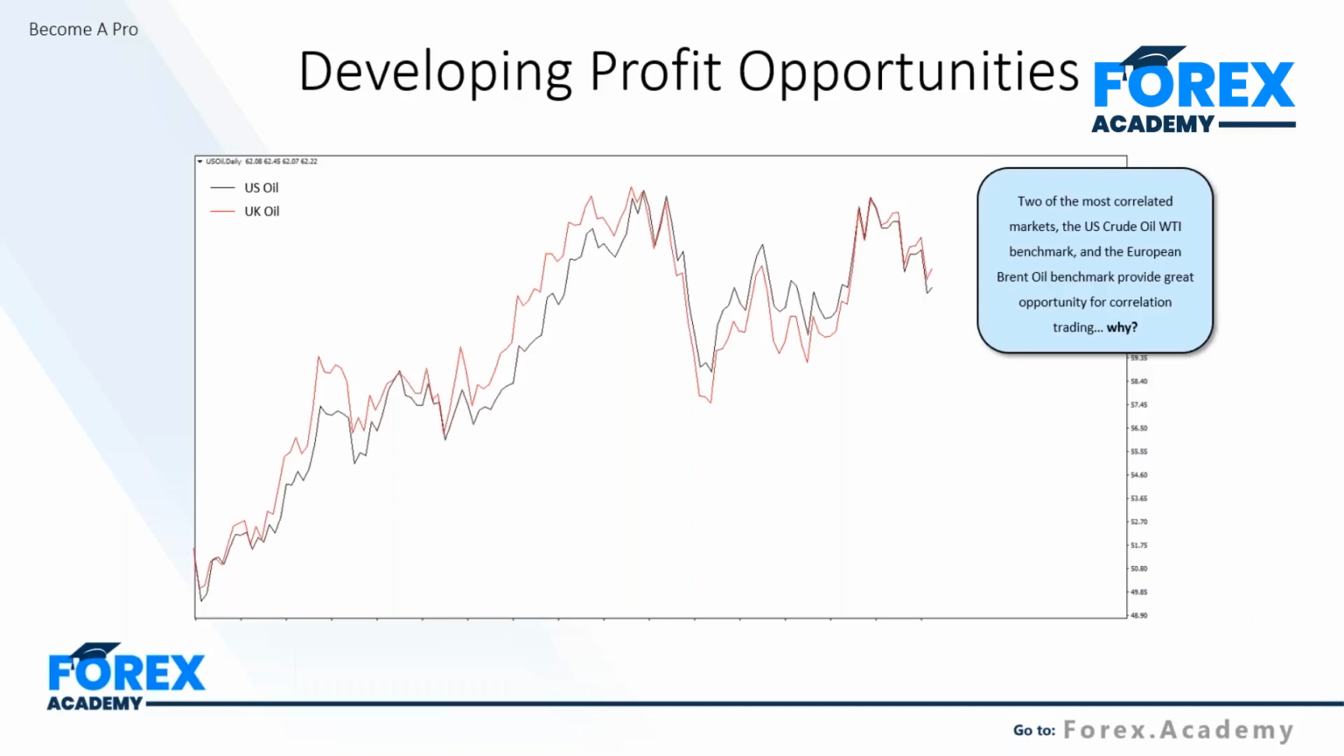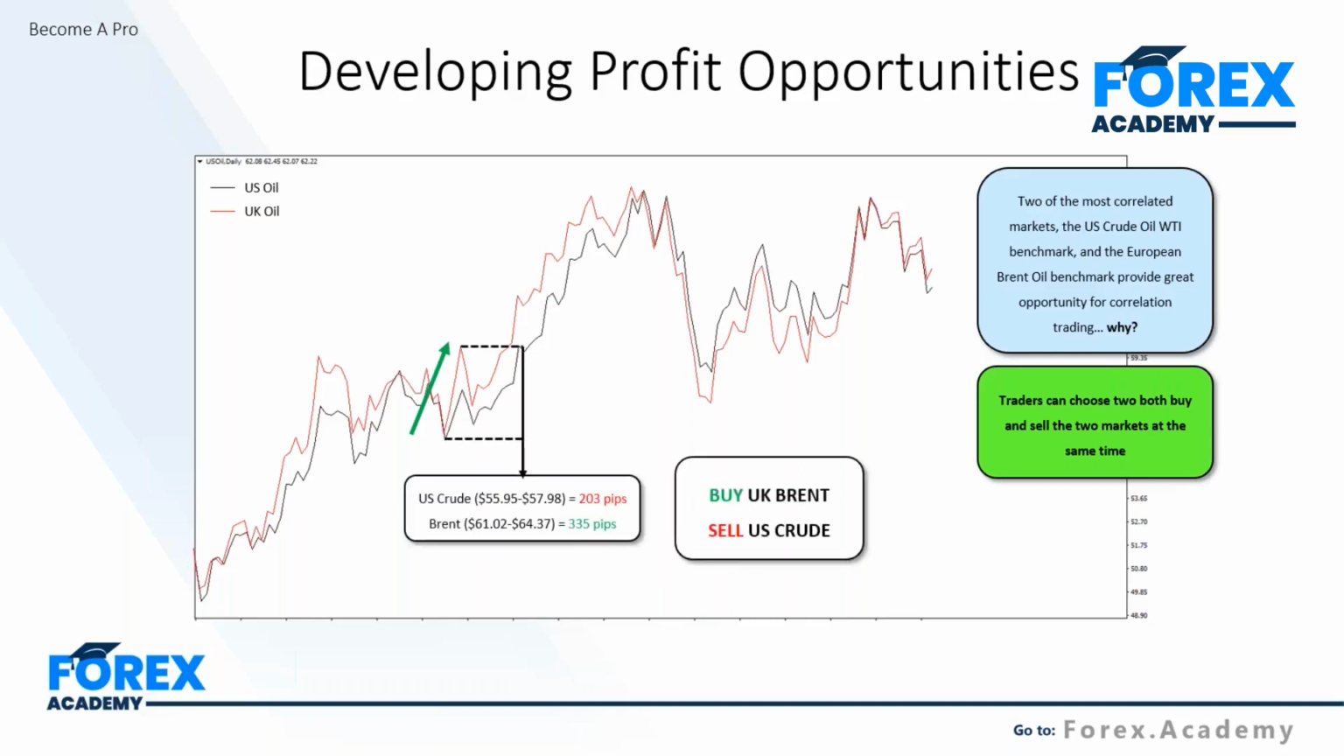So what could you do? Well, we have these two markets here in front, the two benchmarks. Why could this provide a trading opportunity for us? Traders can choose to both buy and sell the two markets at the same time. So we're looking at a spread trade across the markets. And again, on chart, you can see there's quite a strong move in the UK oil, while at the same time, there's still a move to the upside in the US WTI oil market here with the black line, but it's not as significant.